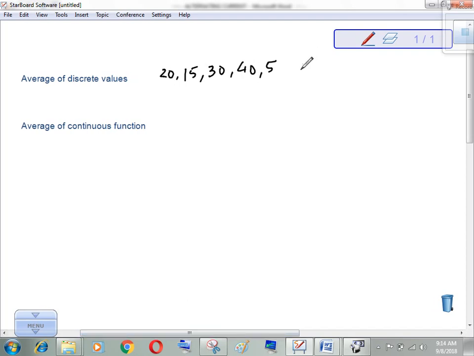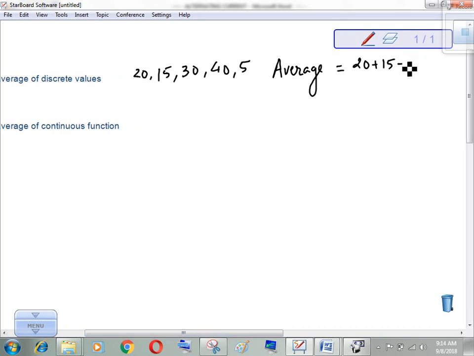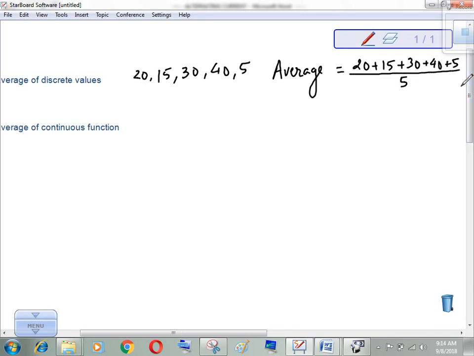Now if I ask average marks, average marks would be sum of all divided by the total number of samples. Samples are 5. So these are the average marks. This is the way we find average for discrete values, and this we have already done in our junior classes.